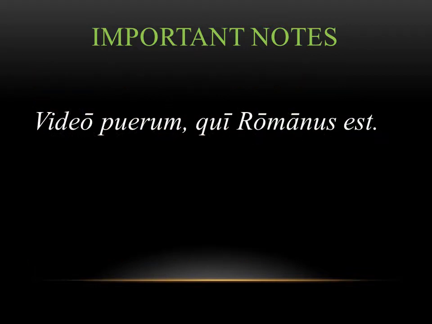Let's go back to our example sentence, video puerum qui Romanus est. Again, puerum is the antecedent. If we look at the case, it's accusative, right? It's a second declension noun. The um ending is accusative singular. But if we look at the relative pronoun qui, this is nominative case. The cases are different, and there's a really good reason why.